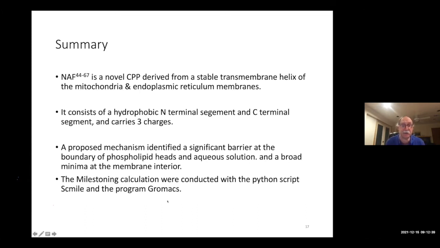The proposed mechanism tells us that there are significant barriers at the boundaries of the phospholipid head and aqueous solutions, and a broad minimum in the membrane system. It took some effort; this calculation took us like two years or maybe even a little longer. But within the milestoning calculation, we were able to do that using a Python script that we are making available. As an MD engine, we are using the GROMACS program.